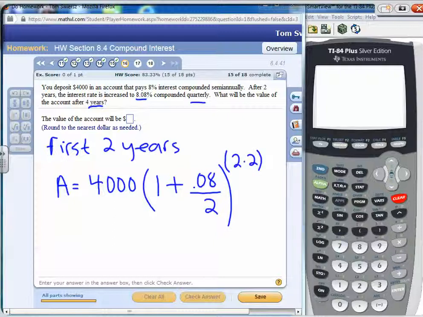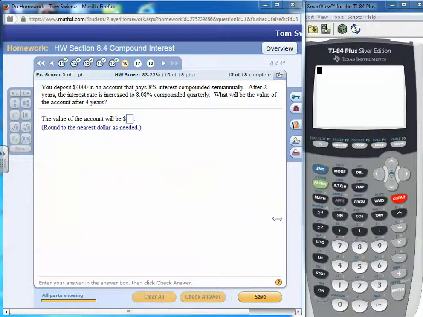So we've got to get our balance after 2 years. Then we will use that value as the principal for the next 2 years. So you have to split up the problem into parts. The first part is for the first 2 years, it's semi-annually, so we'll go ahead and do that and get that balance.